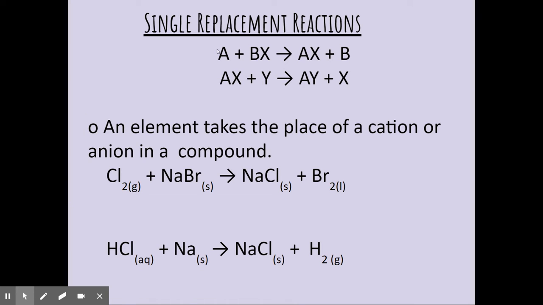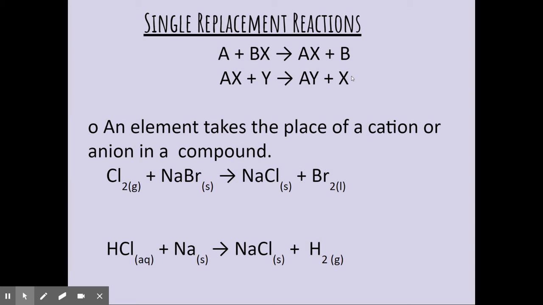In this case, A and B are both going to represent metals. This is a non-metal. So we just swap the two metals. So now A is with X and B is on its own. In this case, X and Y are representing non-metals. So I would swap these two so that Y is with A and X is on its own.